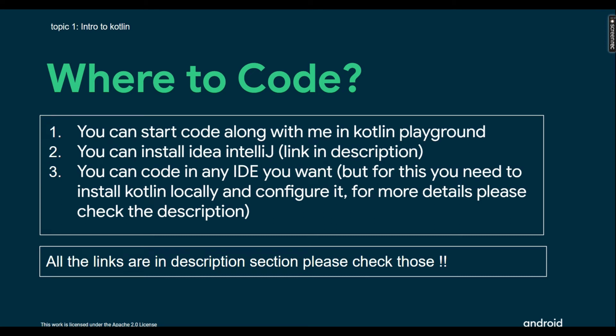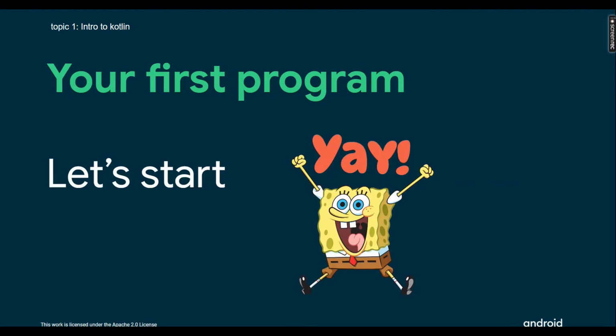Now, where to code? You can start coding along with me in Kotlin Playground, whose link I have shared in the description section. Secondly, you can install IntelliJ IDEA, with the link in the description on how to download it, and start your Kotlin journey. You can code in any IDE you want, like VS Code, but for this, you need to install Kotlin locally and configure it. Let's start with your first program.